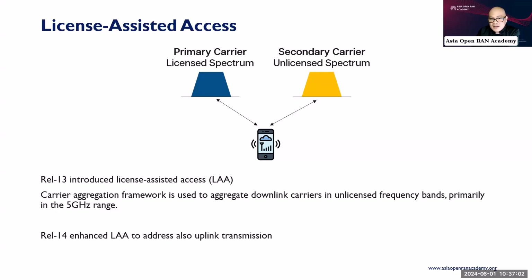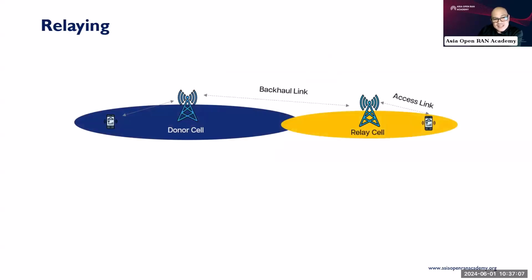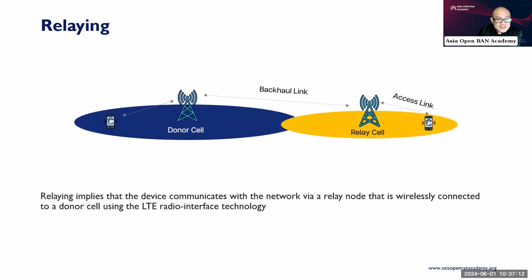So what else, no? Pinag-usapan din natin last time is the relaying. Okay, so you can relay your LTE system. When you say relaying, it implies that the device communicates with the network via a relay node that is wirelessly connected to a donor cell using an LTE radio interface technology. So this one is an LTE based technology. Okay? So this one is a different cell. So meron kang another capacity dito. It's not a repeater because a repeater is just repeating the signal. But this one is a relay.